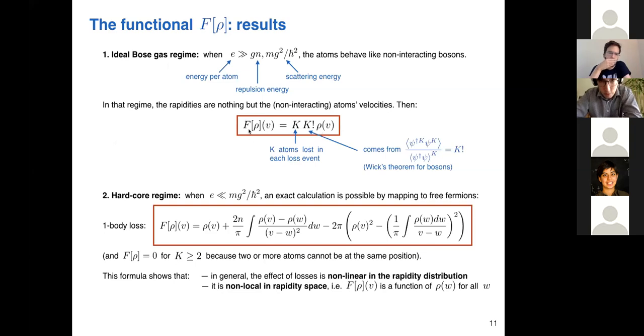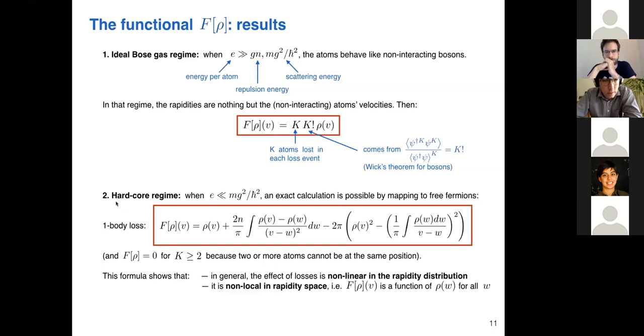So if you just remove one particle randomly, or a bunch of particles randomly, then the probability that you would do that is just proportional to the density itself. And then there's an interesting combinatorial factor, which is k times k factorial, which just expresses the fact that there are k atoms lost at each event, and k factorial is the k-body correlation evaluated for free bosons. Okay, so that's very simple.